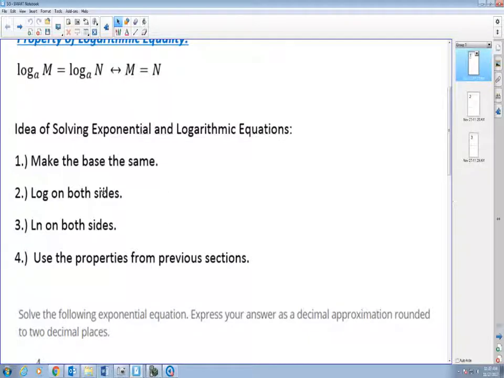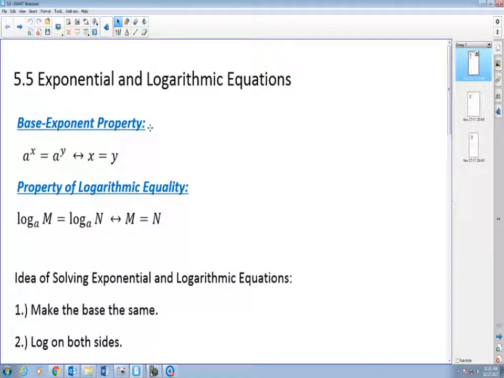Welcome to College Algebra. In this lecture video, we are going to talk a little bit about how to solve our exponential and logarithmic equations. We've been solving some exponential equations before in other sections of chapter 5. Those exponential problems we solved before were pretty simple, okay, because we were able to make the base the same, so we can set the exponents equal to each other.